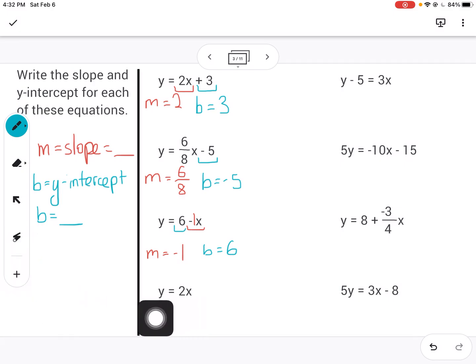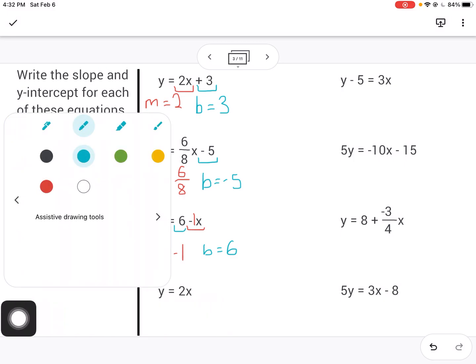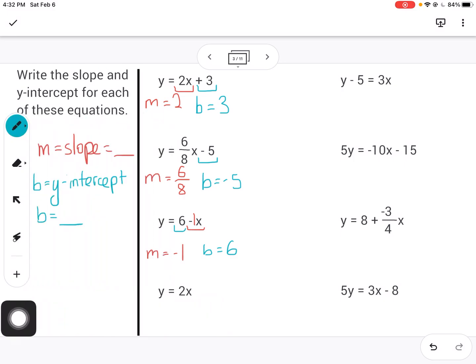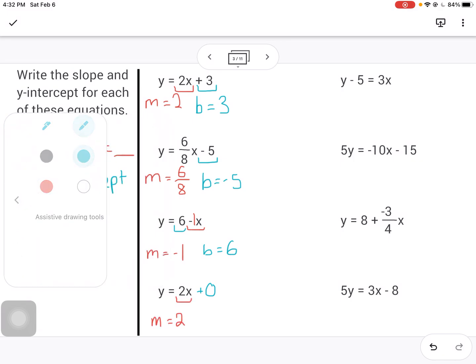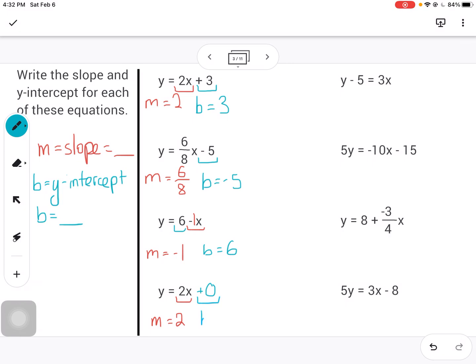For this problem, again, y is by itself, so that's good. We have 2x, and then we don't have anything else next to it. What we could do, though, is put plus 0, because adding 0 to something does not change the original equation. So in this case, our slope is 2, and our y-intercept is 0.